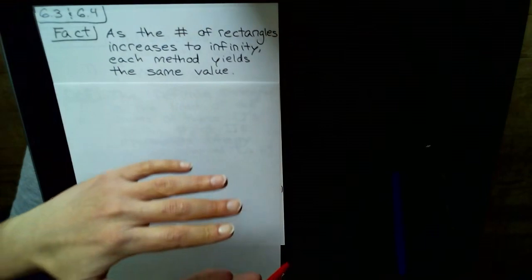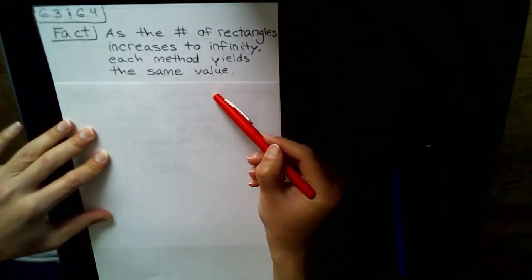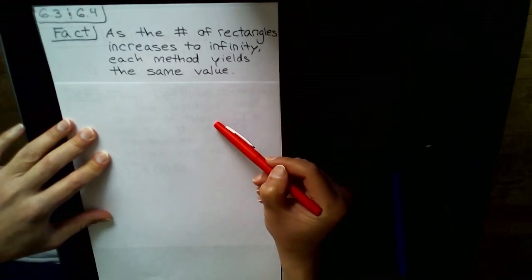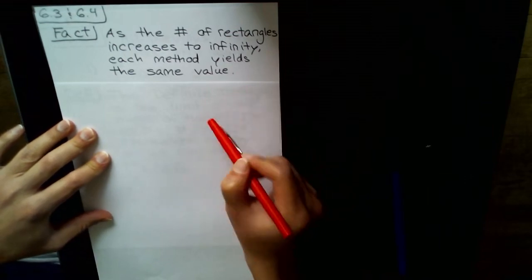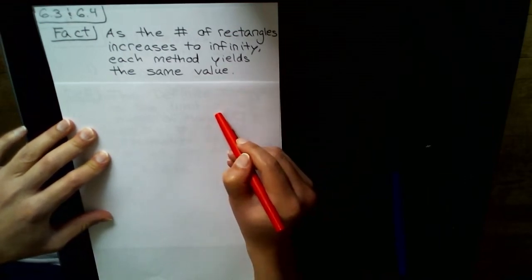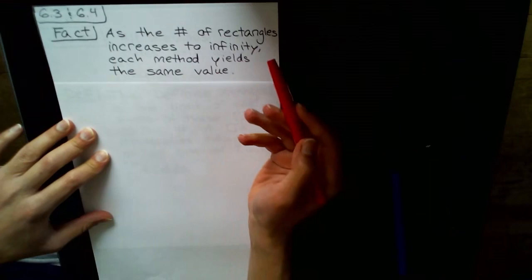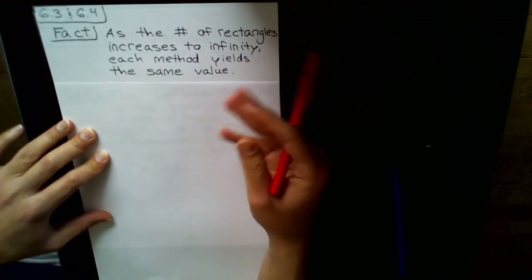If the value that's overestimating it is getting closer and closer from the top, and the value that's underestimating it is getting closer and closer from the bottom to the curve that we're dealing with, then they're going to meet right in the middle at the curve itself, which means if we put an infinite number of rectangles, we will get the total area under the curve without making any errors.